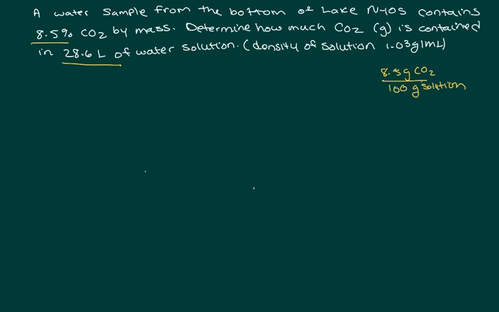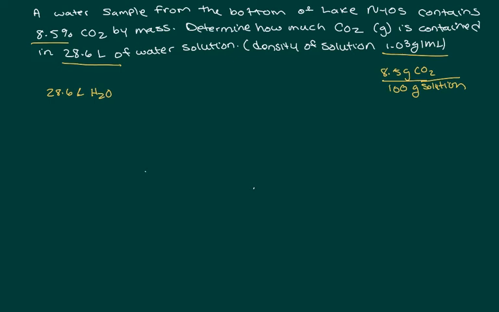Okay? With that being said, you see how that's a conversion factor. Let's see how we can relate it. If we start out with 28.6 liters of water, we want to go from liters to milliliters first, because we want to use the density as a conversion factor, but the density here is given in grams per milliliter, not grams per liter.